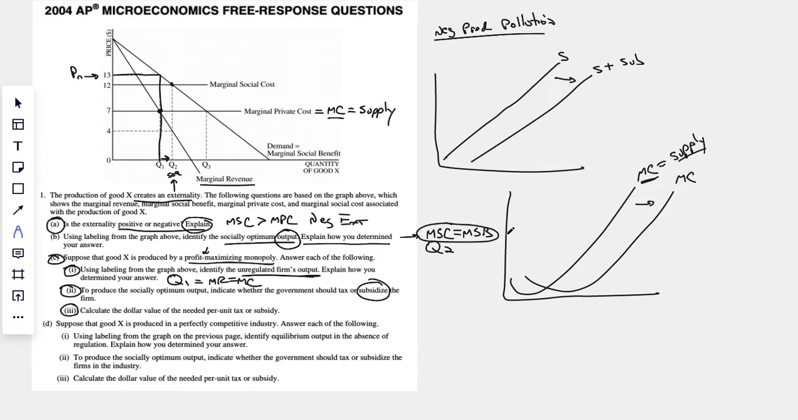And if I have, let's just use a perfectly competitive firm here, Mr. Dart, to show what happens.